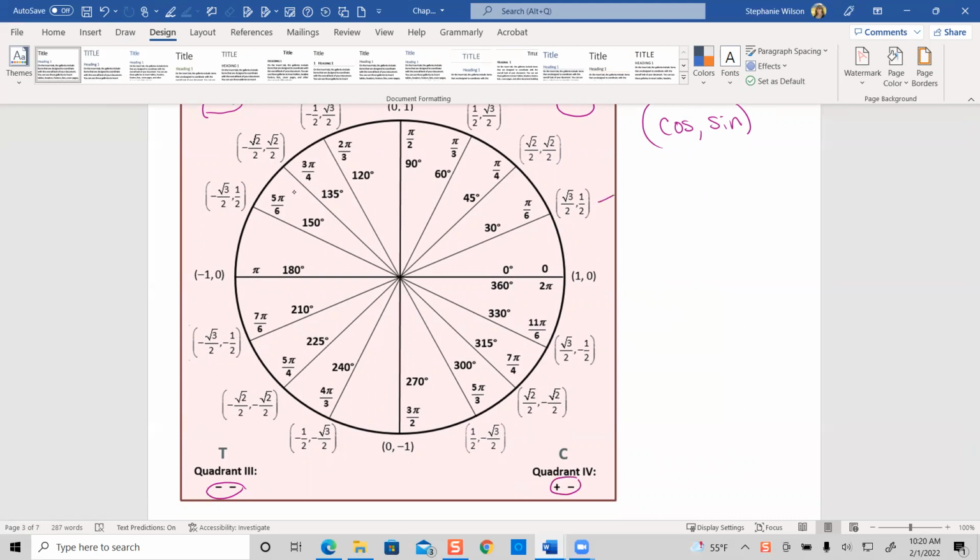And then we have the ordered pairs of their exact values. This is measured in radians, and then this is degrees. Whenever you use your calculator on these to determine certain points, you need to make sure you're in degrees or radians, depending on what we're solving for.